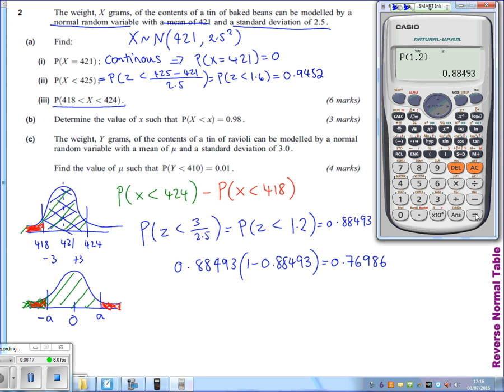It hasn't told me what kind of accuracy it wants in the answers. So because I've worked it out, I could leave it like that. However, if we go back to the instructions that it gives at the start of the paper, it says we should normally give our final answers to 3 significant figures. So I might want to round that one to 0.770. Okay? So I always need to make sure I'm doing what the question is asking me there.